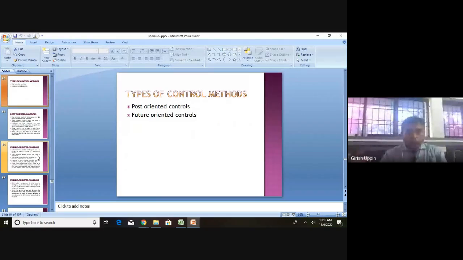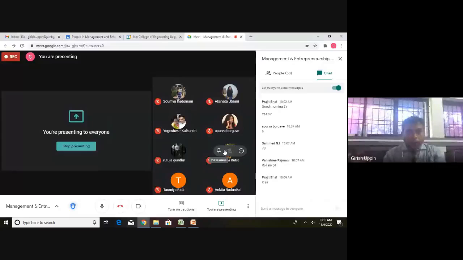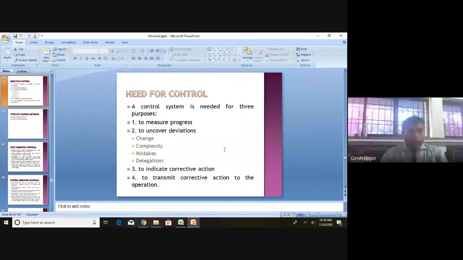I think the control was covered in the last class, and we will just see the important things about the control. The control helps us to measure the progress. Okay, and first is what is a control.